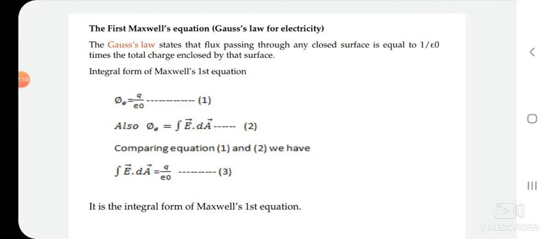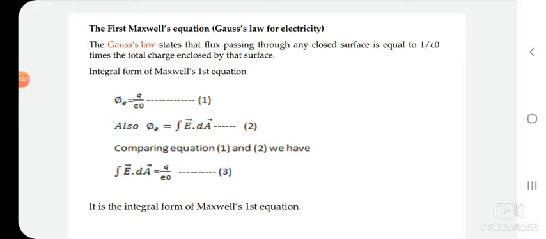Very simple. First, we define Gauss law, which states that the flux passing through any closed surface is equal to 1 by the permittivity of free space times the total charge enclosed by the surface. That is, phi of E is equal to Q by epsilon naught.